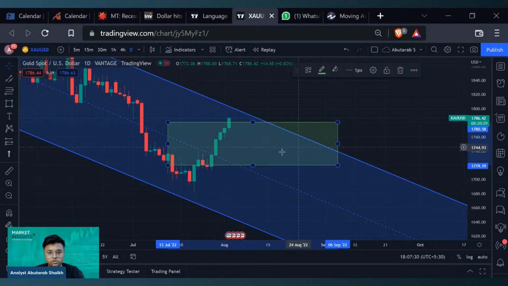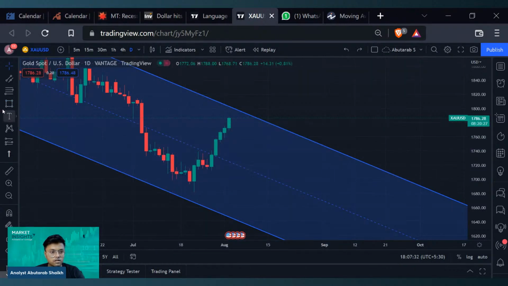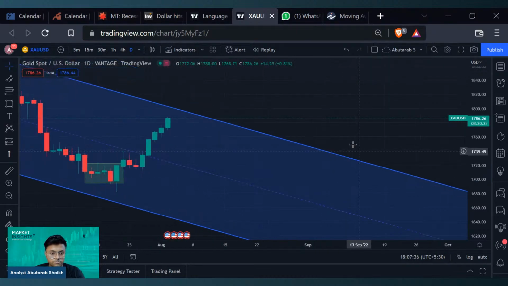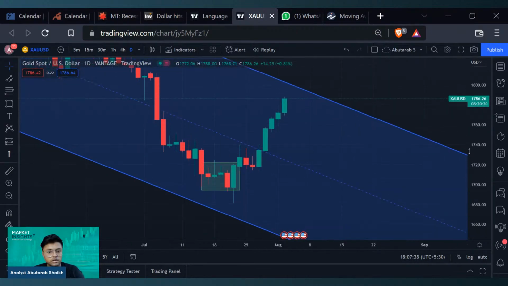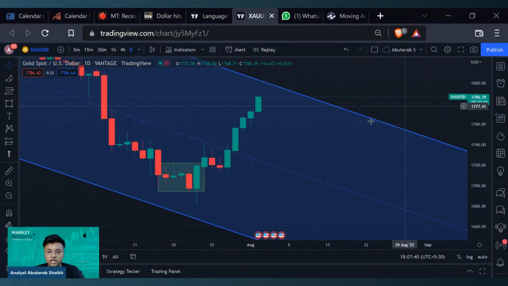Open close in the same range. Open close in the same range every single day. But then we saw a breakout. And when do I take a trade, sir? Okay, I will show you.